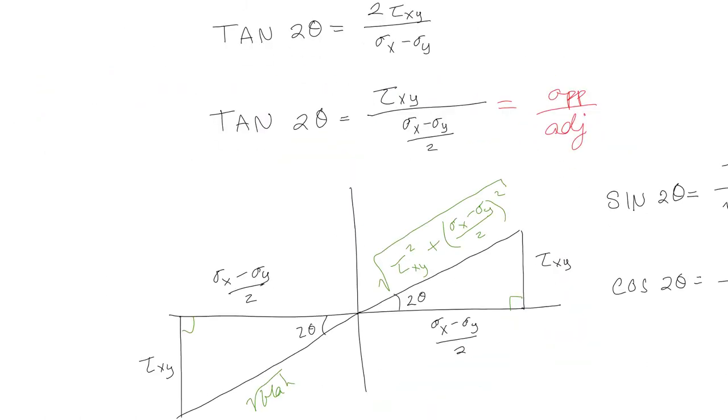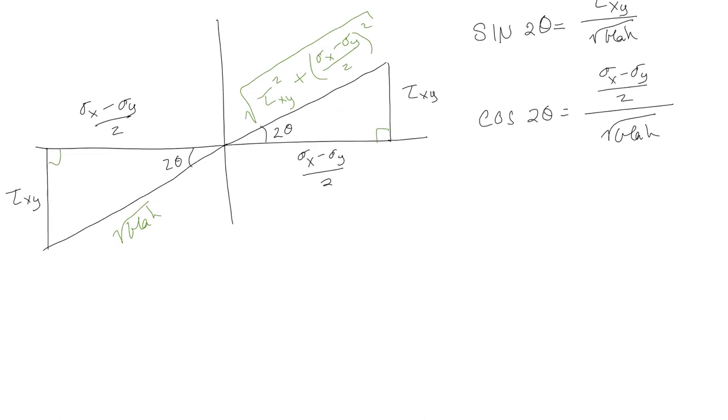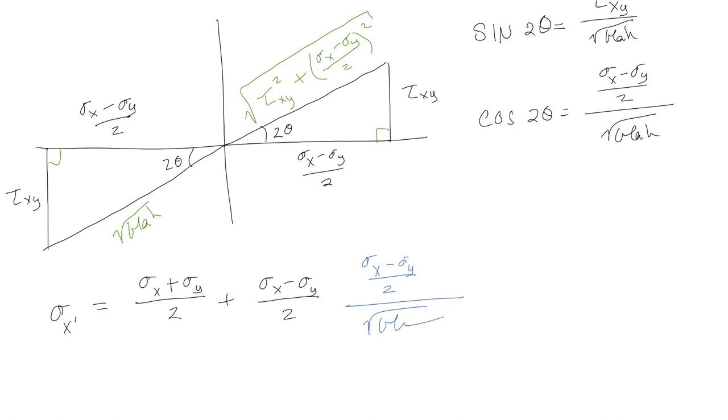So we've got that sigma. Do you see why I like this? Isn't this amazing? Sigma x prime, this is the same, this location. And then sigma x minus sigma y over 2, and now instead of writing cosine, we're going to write sigma x minus sigma y over 2 divided by the square root of blah. And then we've got tau xy times, instead of writing sine of 2 theta, tau xy over the square root of blah.